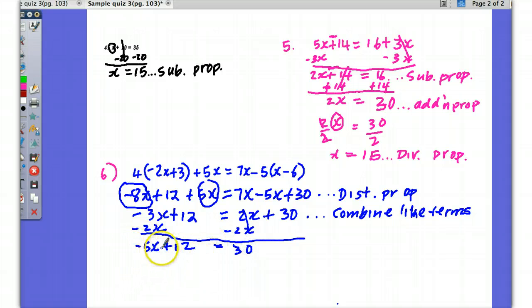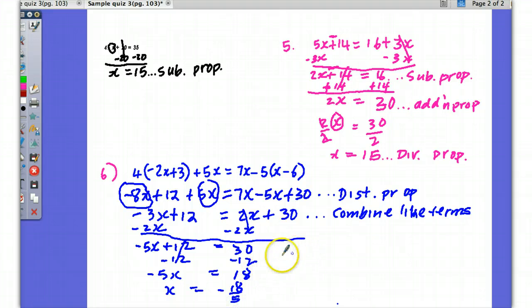And now I have the variable, namely 5x on the left. I want to put the numbers on the right. So this being a plus 12, I'm going to do the opposite. So I subtract 12 from both sides. That is gone. So this gives me a negative 5x is equal to 30 take away 12. That's going to give me 18. And finally divide both sides by negative 5. I get x equals positive divided by negative would be a negative 18 over 5.